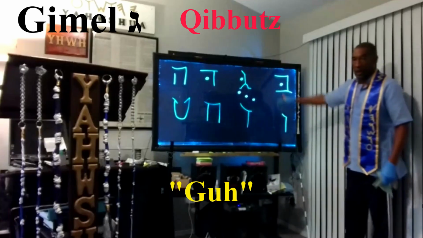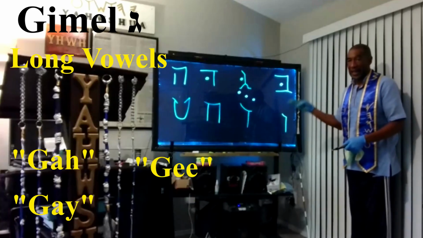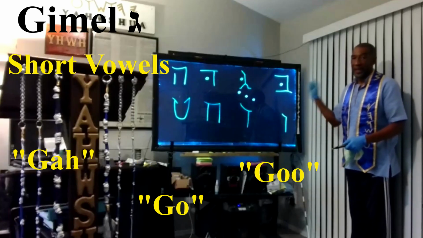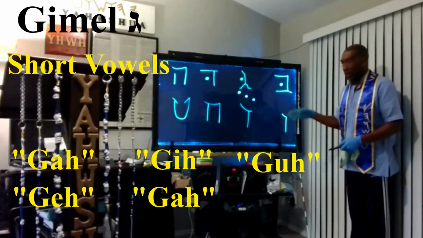Caboose. G. So long vowel: Ga, Ge, Gi, Go, Gu. Short vowel: Ga, Ge, Gi, Ga, Gu.